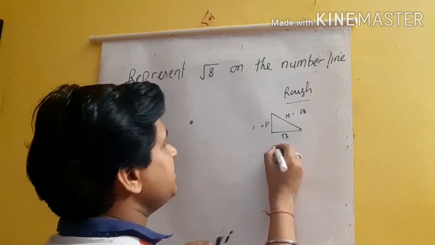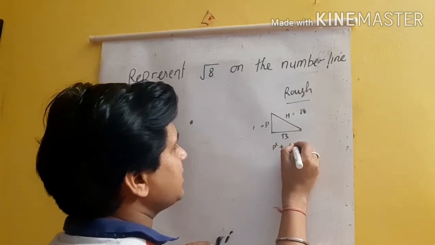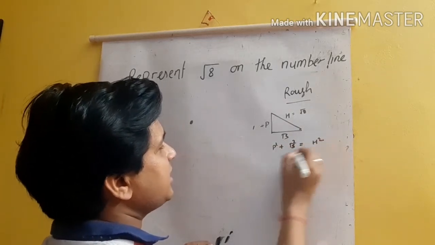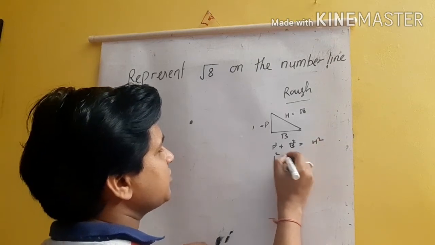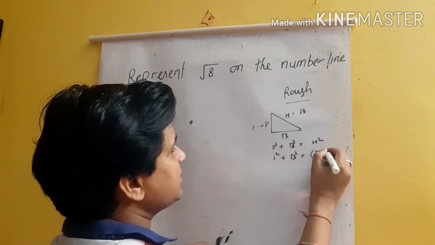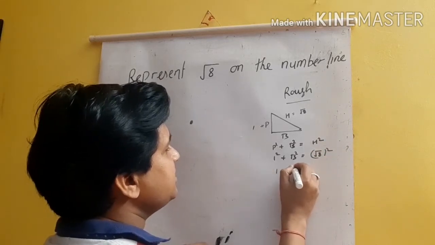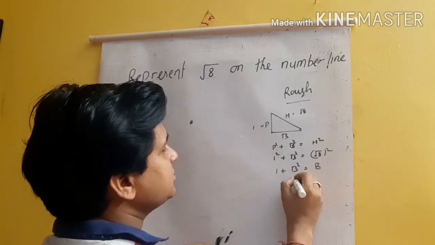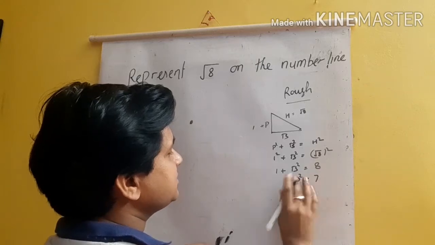The formula is p square plus b square is equal to h square. So p means 1 square plus b square is equal to root 8 square. So we will have 1 plus b square is equal to 8. So b square is equal to 7.